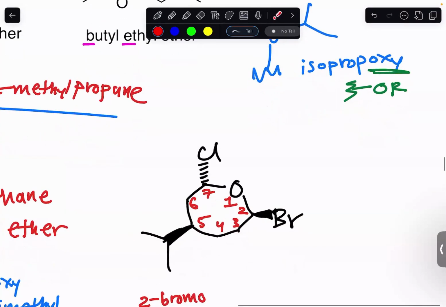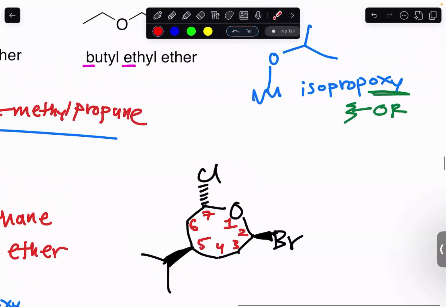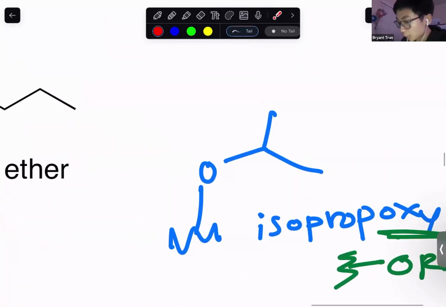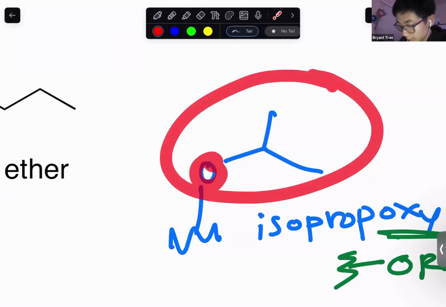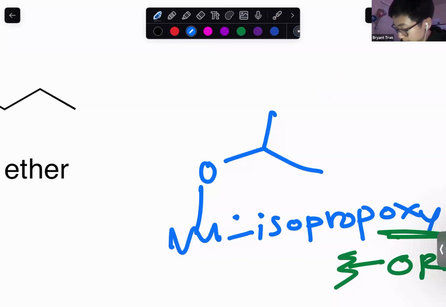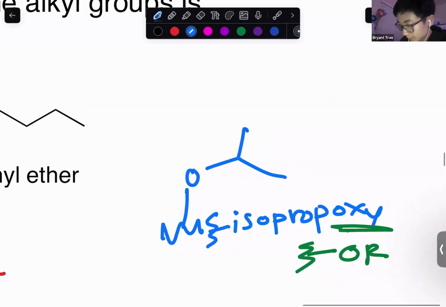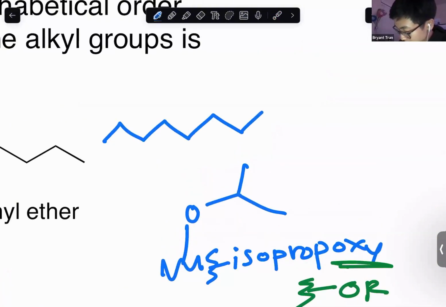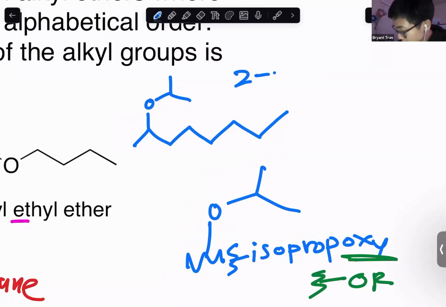We would see an OR at the isopropyl, like the OR is the isopropyl. So this is the O right here, and the R is the isopropyl right there. If you have that in the substituent, then that's isopropoxy. So if we have something like this, an octane numbered 1 to 8, and at carbon 2 we have that right there, then this is 2-isopropoxyoctane.